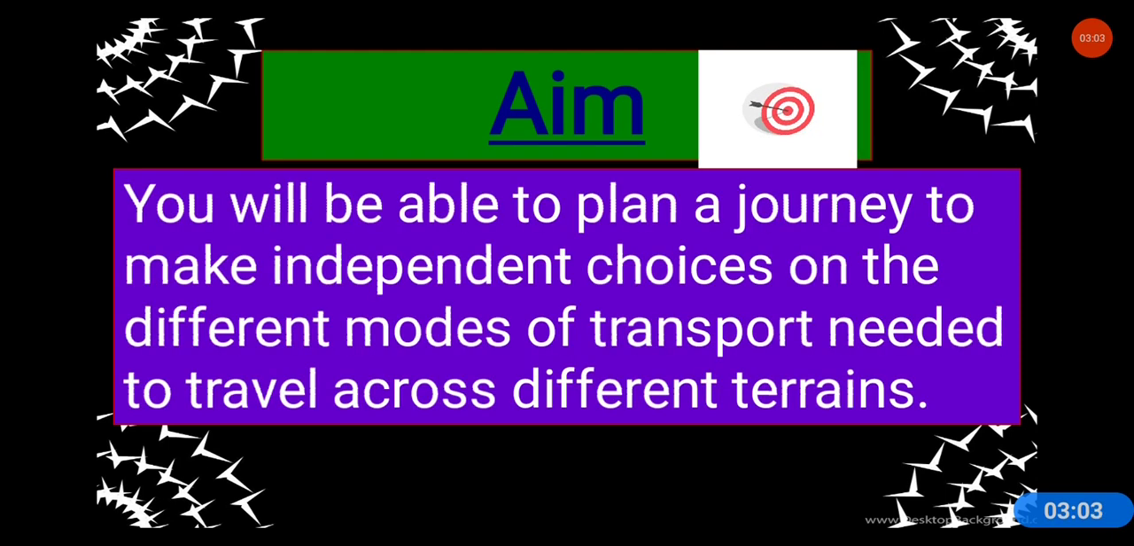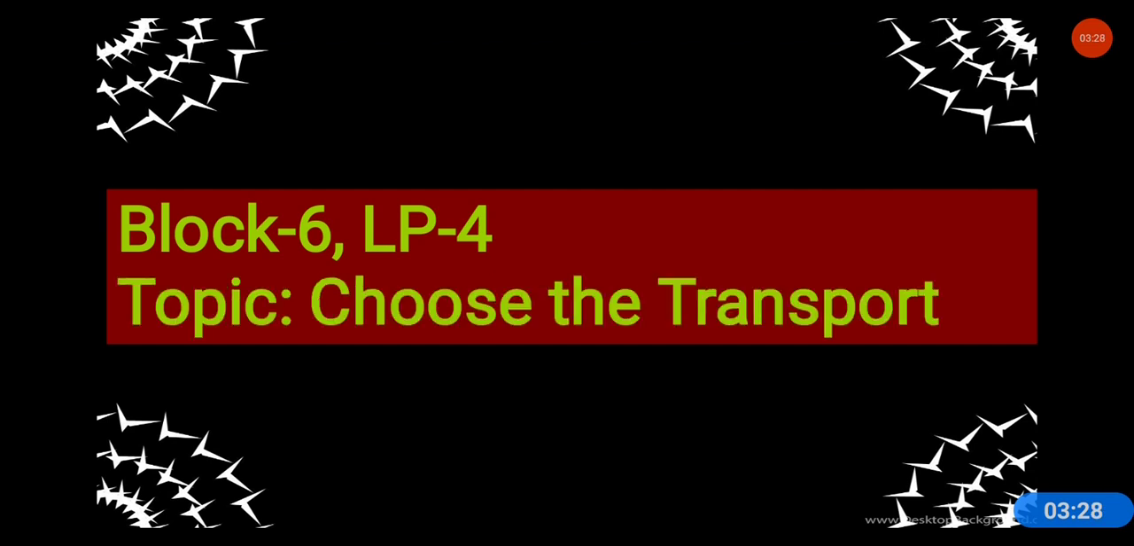This is our aim for today's lesson plan. So at the end of this lesson plan, you will be able to make a plan for a journey, to make independent choices on the different modes of transport needed to travel across different terrains. Terrains means different areas. Block 6 lesson plan 4 topic is choose the transport.